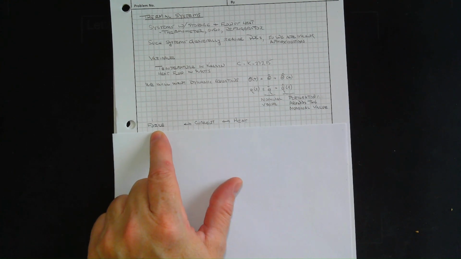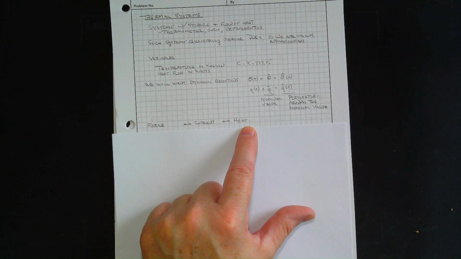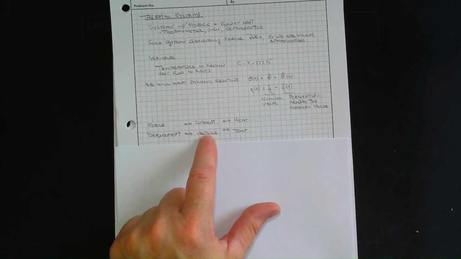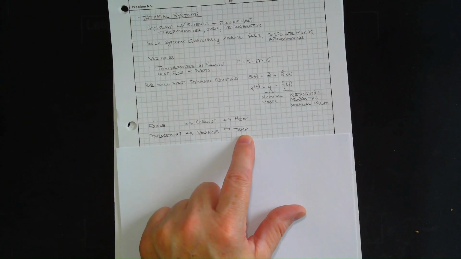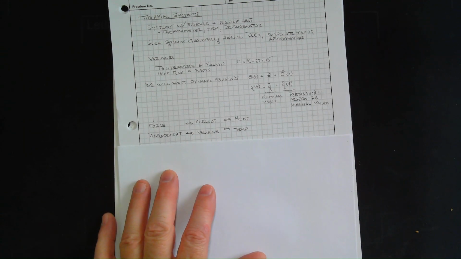When we're looking at thermal systems, the analogies we've had: force is like current, is like heat. Heat flows, it's a current. Okay, what drives force was displacement. What drives current is voltage, and temperature differences drive the flow of heat. So these are our analogies if you want to compare them. There are only two types of elements in thermal systems that we're going to consider.